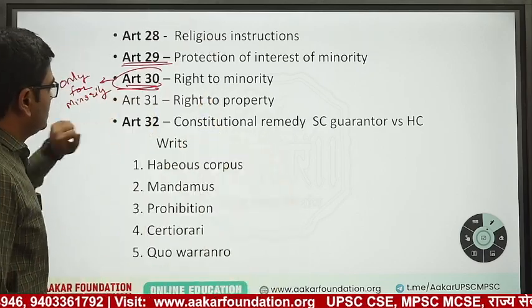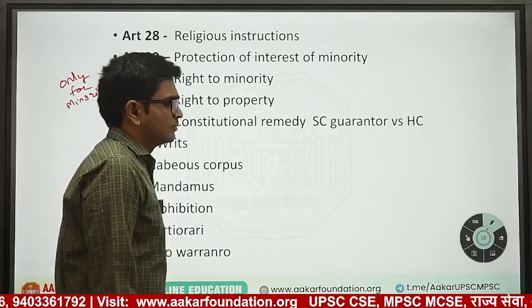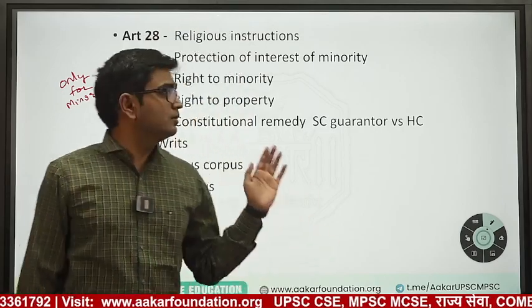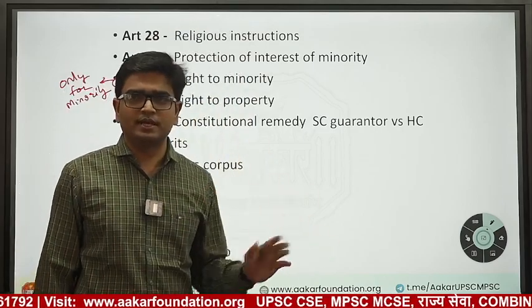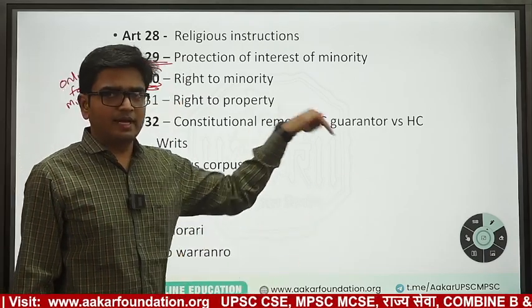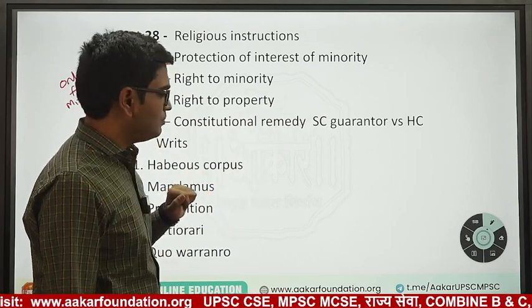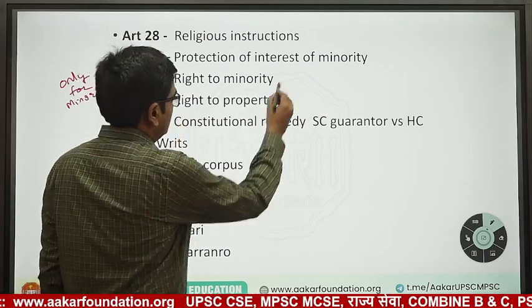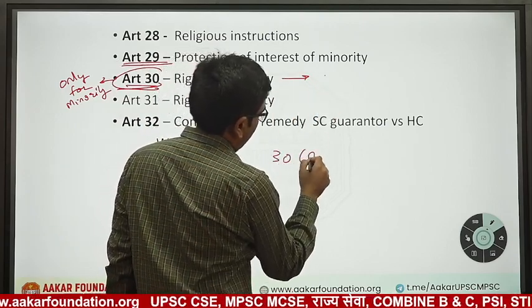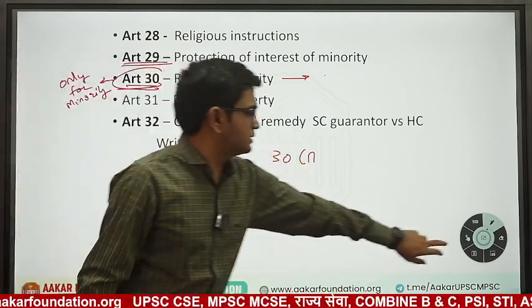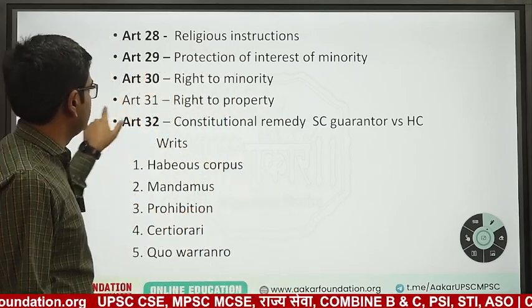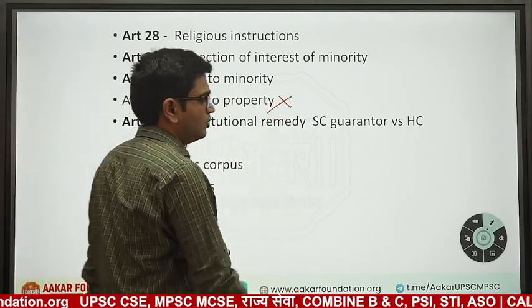Article 30 says religious minorities can start their own educational institution and run it as per their requirements. The state cannot interfere in religious matters in that particular institution. So that's all regarding Article 30. Even the state can intervene only in secular decisions there, not in anything else. Then Article 31, right to property, was removed, as you all know.